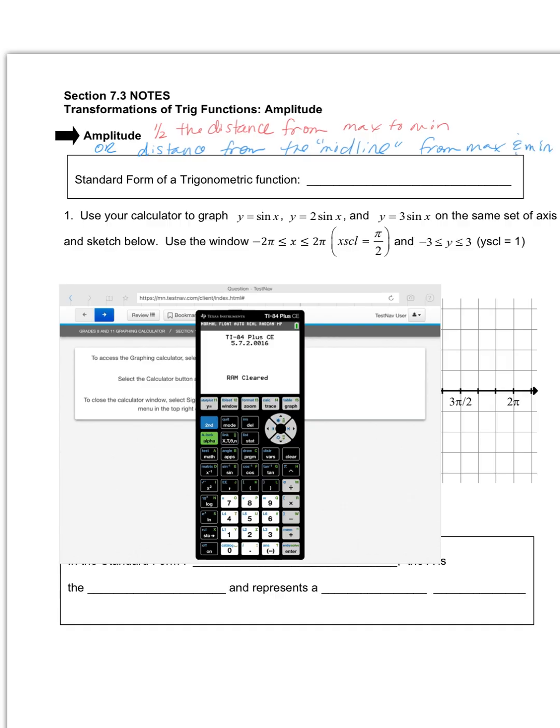So this first part, I'm talking about half the distance. I just want you to think of it as cutting the graph in half, like what it looks like. It's always going to be the same. Just remember, distance is positive. So we want to think about that distance as positive.